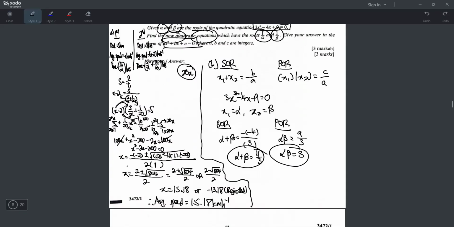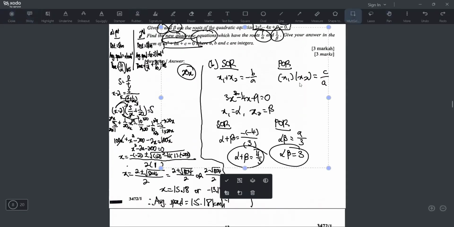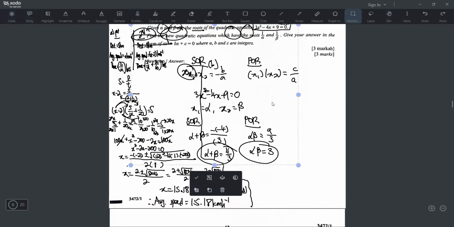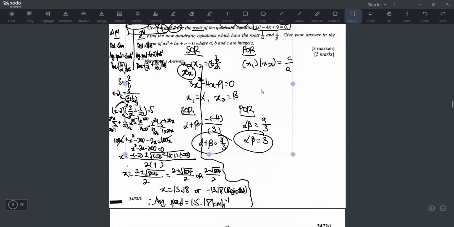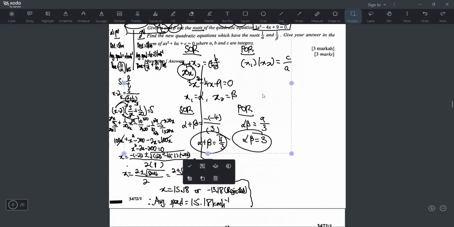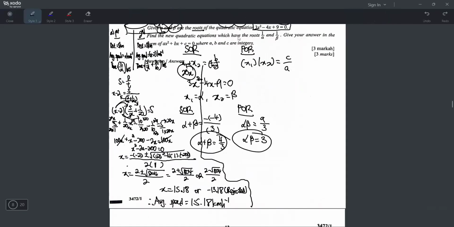Okay, I need more space. So what should I do? Okay, maybe I can move it up here. Okay, I'll just move it over here.